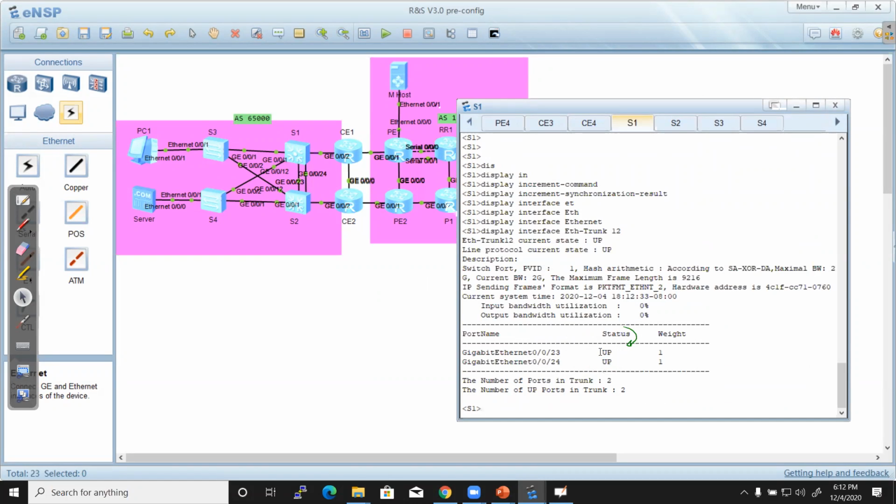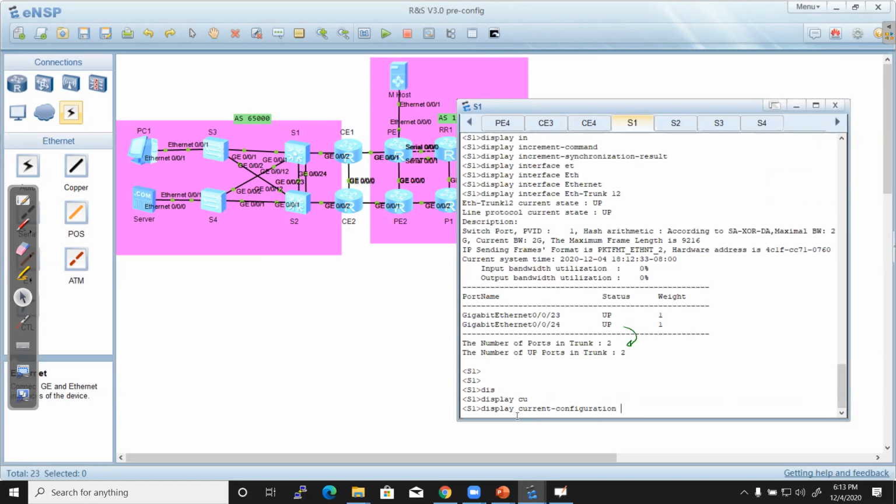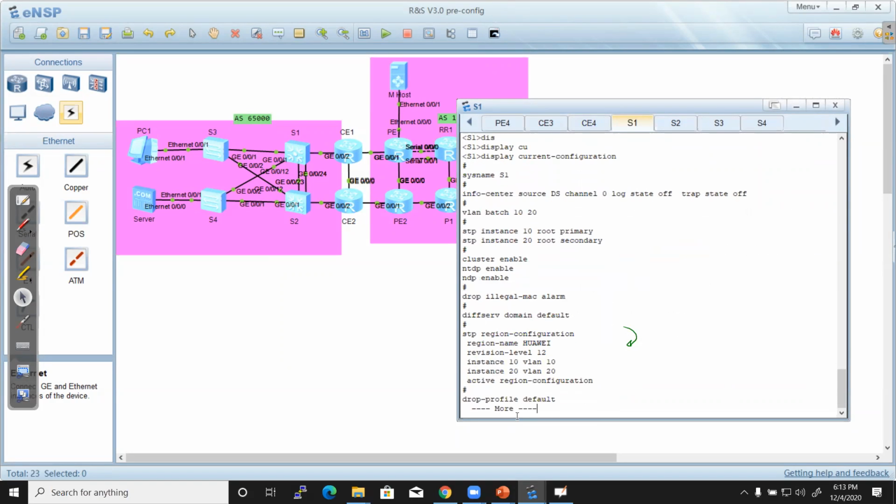So that was the problem I was facing on your lab, but we do it all the time. And you can see I have run the same command, display interface each trunk 12, and it is showing me the status each trunk 12, current status is up, link protocol status up, and who are the members of these each trunk, port number 23 and 24. We have bundled them together by static way, and I can show you the commands, display current configurations, that what we have done over here.